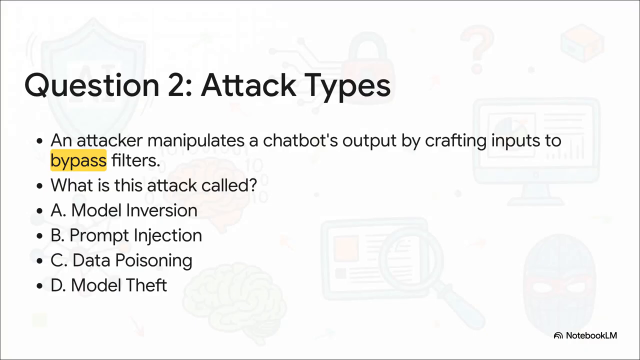All right, check out this scenario. A developer is trying to secure a new generative AI chatbot, and they're worried. They're worried about attackers messing with the model's output by feeding it these carefully crafted inputs that get around all the safety filters. So what do you call that kind of attack? Is it A, model inversion, B, prompt injection, C, data poisoning, or D, model theft? Take a few seconds. What do you think?